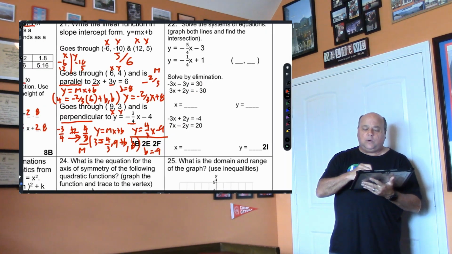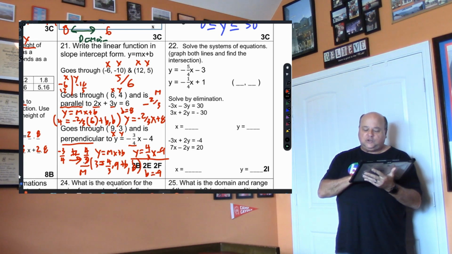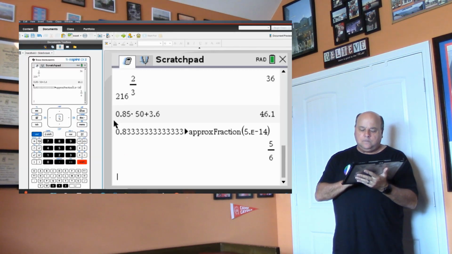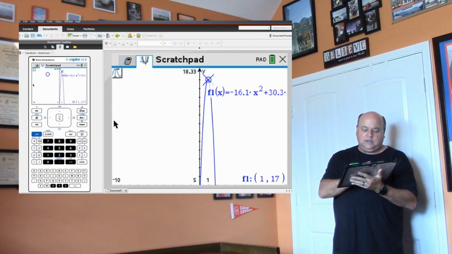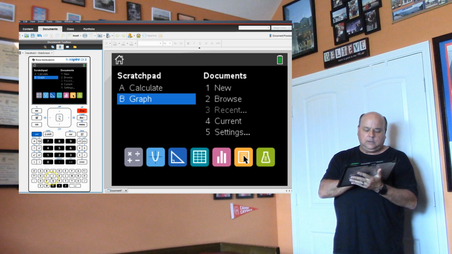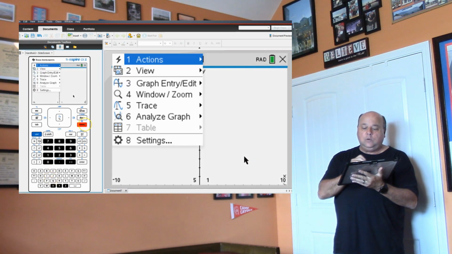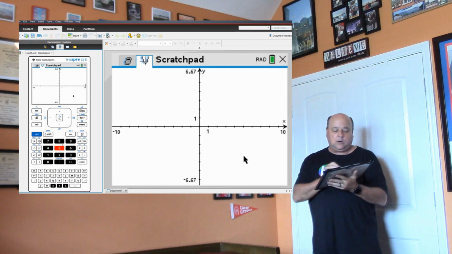Continuing on, number 22. Right here, we're going to graph these lines and find out where they intersect. So I'm going to go to my calculator. I'm going to hit Home, and I'm going to hit B to graph. I'm going to delete the graphs. I can't see my origin, so I'm going to hit Home, and then B. I'm going to hit Menu. Window is 4, and Standard is 5. Now I got my origin back, okay?